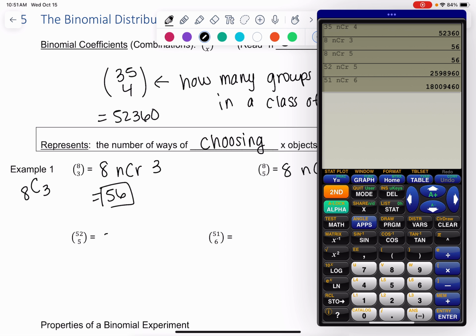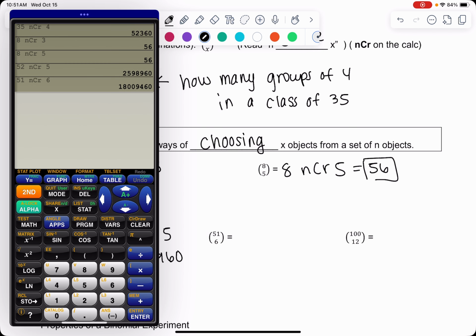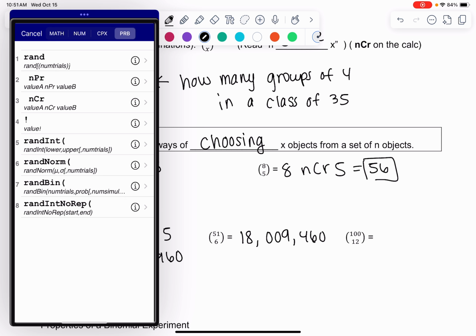So for 52, NCR 5, we get 2,598,960. So tons and tons of options. Again, it's considering all the different combinations. 51, choose 6, we get 18,009,460. And then if you've started that next one, you do get kind of a strange number.